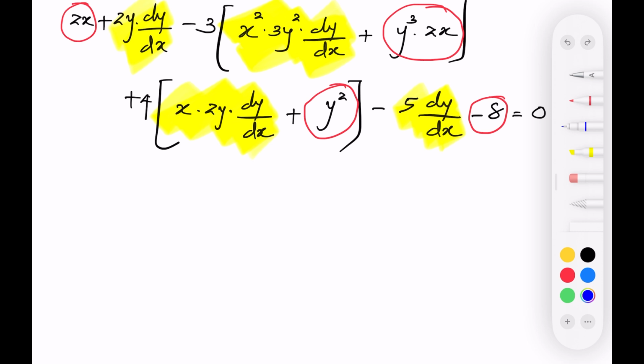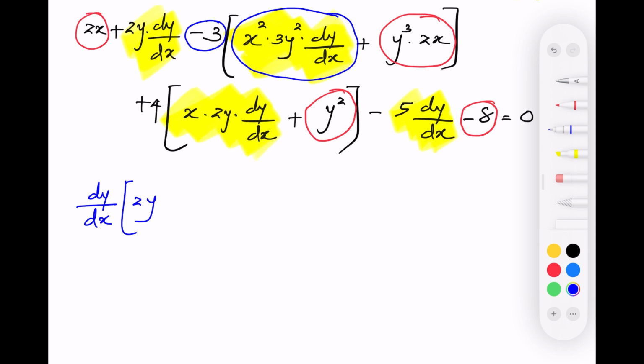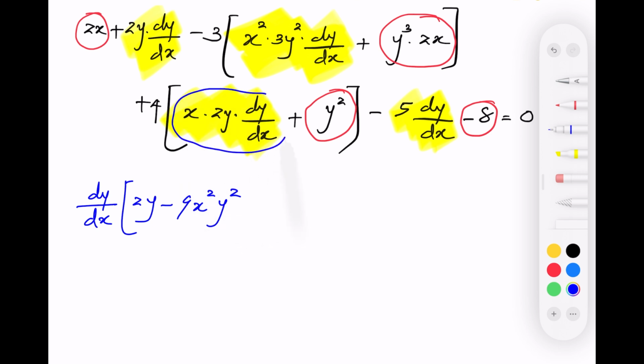Since all of those yellow terms are going to stay on the left hand side, I can factor out a dy by dx from those terms on the left hand side. Let me open brackets. From this term, when dy by dx is factored, I just have a 2y. From this term, after distributing this negative 3, once dy by dx is factored, I will have negative 9x squared y squared, and then I have this term right here.